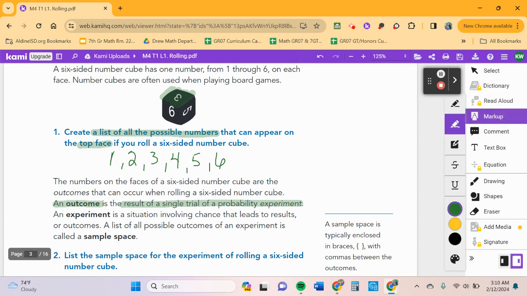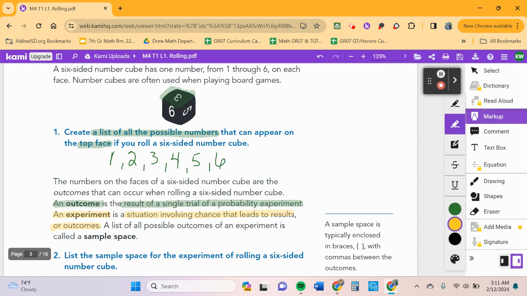I'm sure we've heard that word before. And next, I'm going to use a different color. We have another vocabulary word. An experiment is a situation involving chance that leads to results or outcomes. So if I roll a dice, then I'm going to get an outcome. If I spin a wheel, then I'm going to get an outcome. If I choose a random number in a bag, then I'm going to get an outcome. All of those different situations are experiments.